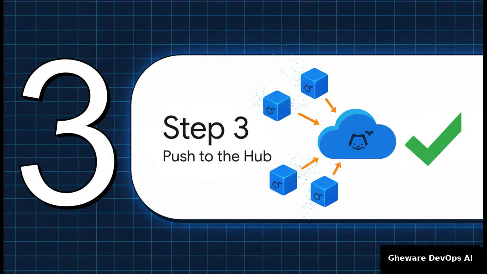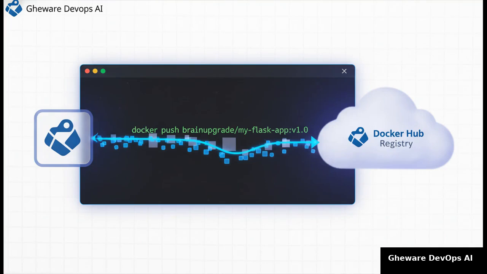Okay, we are logged in. Our image has its proper address label. We're on the home stretch. All that's left is to actually send it on its journey to the cloud. And the command is exactly what you'd think. docker push, followed by the full new name of the image we just tagged.